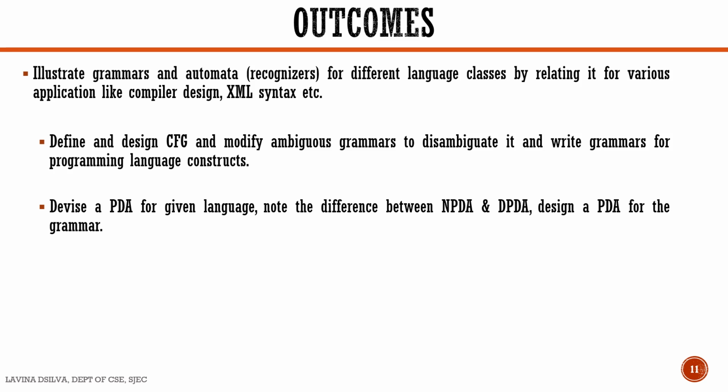In the first half, we define and design CFGs, that is context-free grammars, and we modify ambiguous grammars so that we can disambiguate them and write grammars for programming language constructs. In the second half, we devise PDAs, that is push-down automata, for a given language, that is context-free languages, and we note the difference between a non-deterministic push-down automata and a deterministic push-down automata, and we design push-down automata for given grammars.